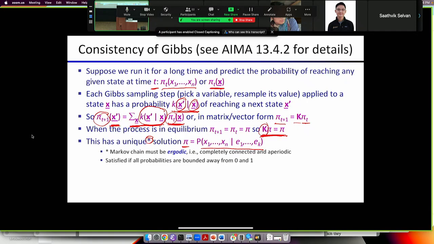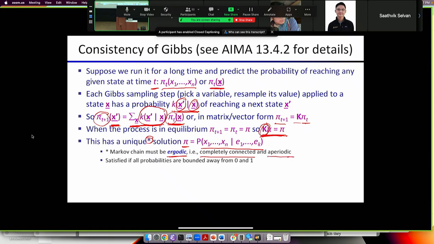Okay? The conditions, written out in more detail. In general, the conditions are that the Markov chain, this K matrix, is completely connected, right? So every state has to be reachable from every other by some sequence of transitions. And that's going to be satisfied automatically as long as the probabilities are bounded away from 0 and 1. Then I can get from any state to any other by picking the right sequence of variables and having the right transition happen. I can just navigate whatever path I want through the network.